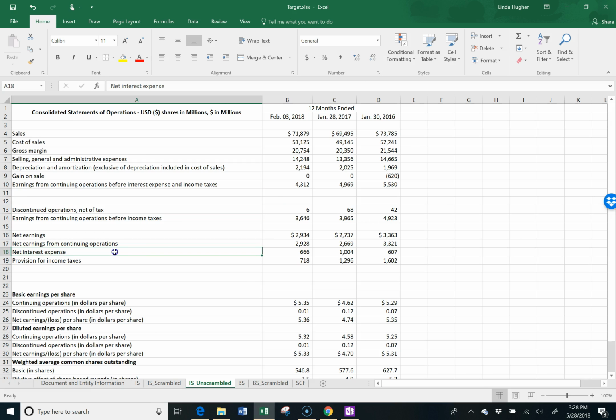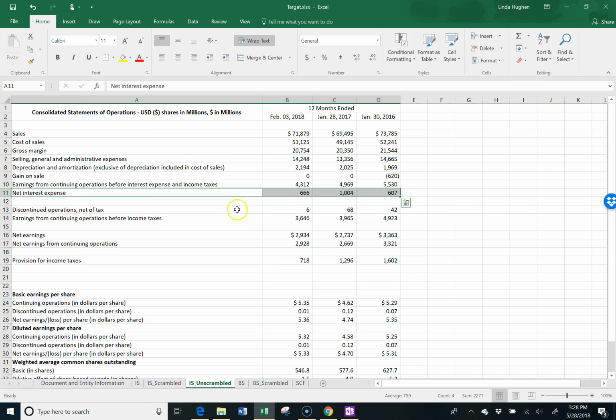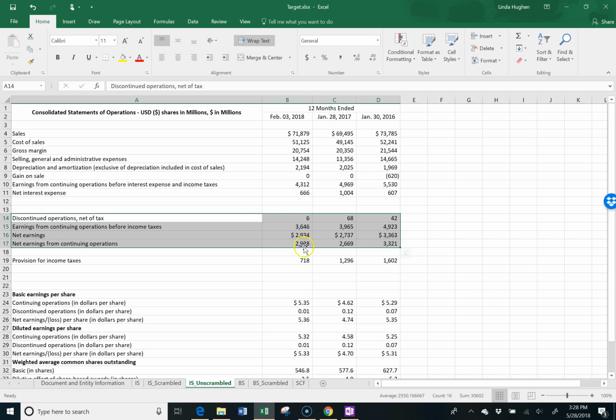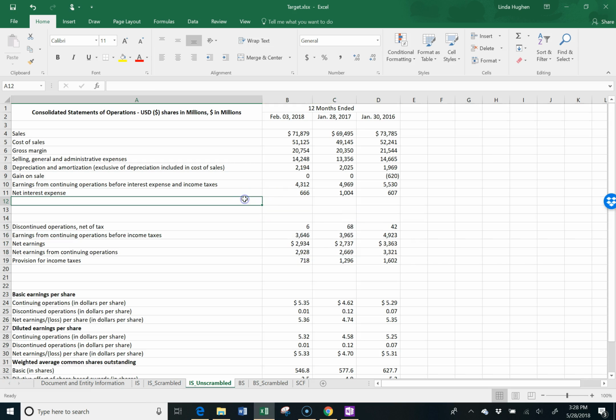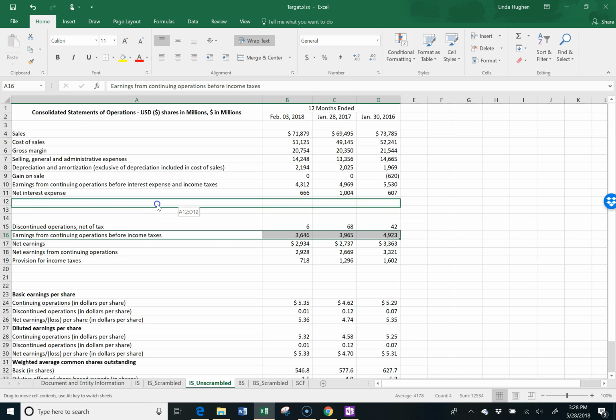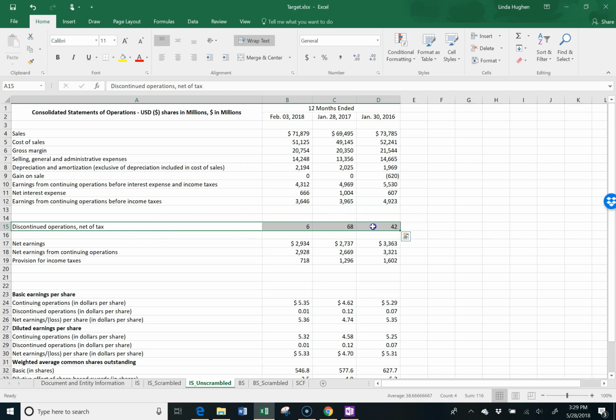Next thing that is going to be reported is net interest expense. Remember, we're moving from closer to the company's primary operations to what is less focused on the company's primary operations, and interest expenses are a little less focused. That's not what Target is in the business of doing, creating interest income or incurring interest expense. So then I'm going to have earnings from continuing operations before taxes. Taxes always go at the bottom. We say that the companies have the least control over that expense.